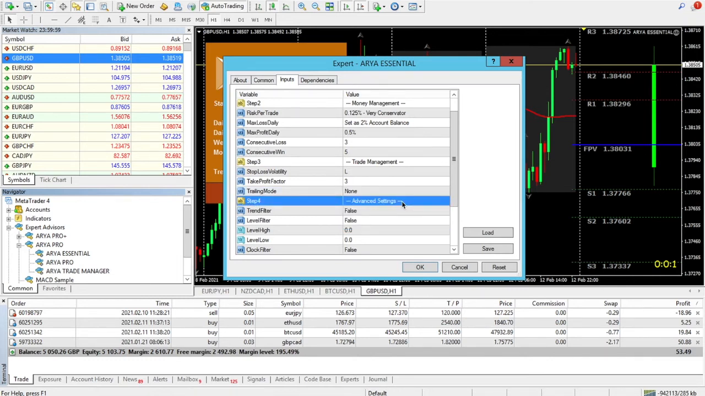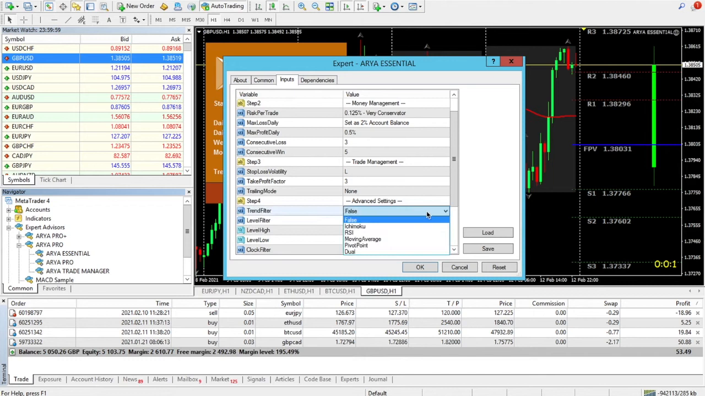On to step 4, these are the advanced settings. The first one is the trend filter. When you click on the drop down, you will see all the trend filters available with Arya Essentials. False means no trend filter. You can choose Ichimoku. Arya will be able to buy when it identifies fractals above the Ichimoku cloud and sell when it identifies fractals below the cloud.